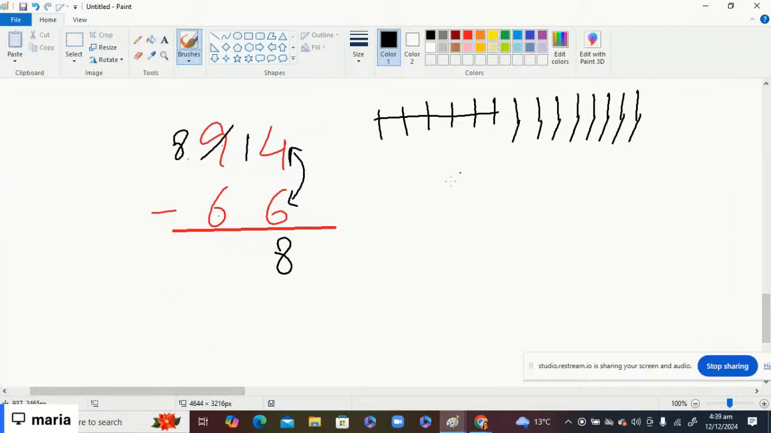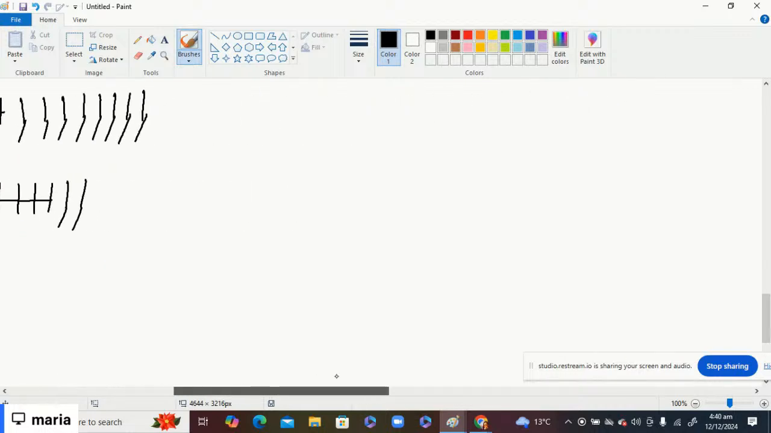Okay, let's draw 8 lines. 1, 2, 3, 4, 5, 6, 7, 8. Remove 6 lines. 1, 2, 3, 4, 5, and 6. How many lines are left? Only 2 lines are left. So putting 2 here. This is 28. Okay. Now let's do the next.